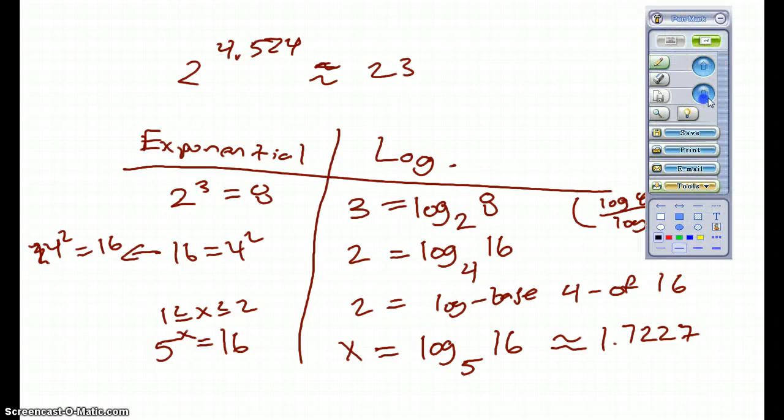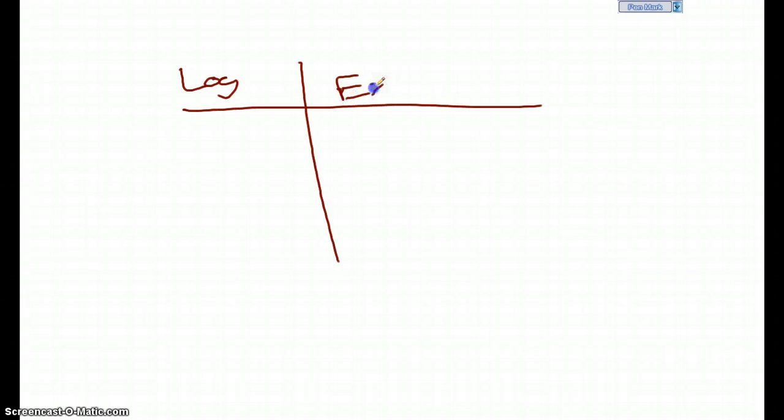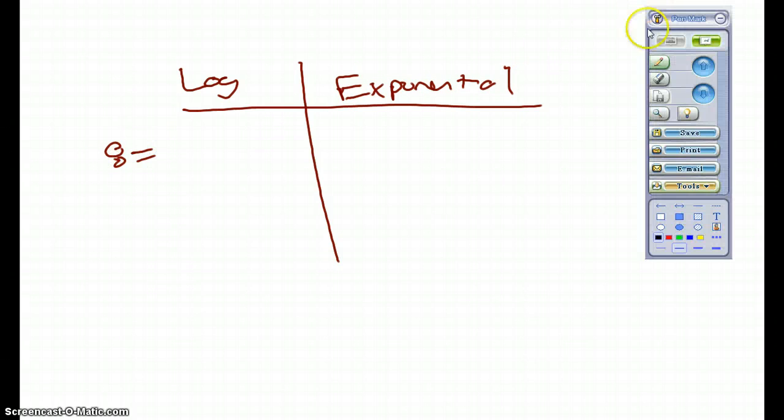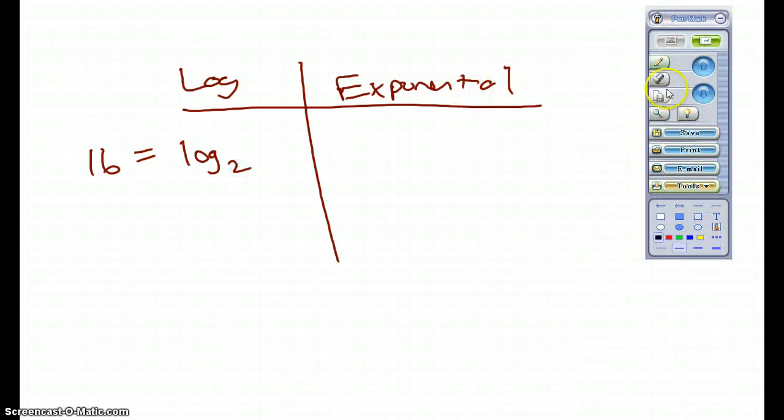Now similarly, we could go backwards. We could say let's convert from log form into exponential form just as a good practice. So if I had 8 equals, no, let's not do 8, let's do 16 equals log base 2.